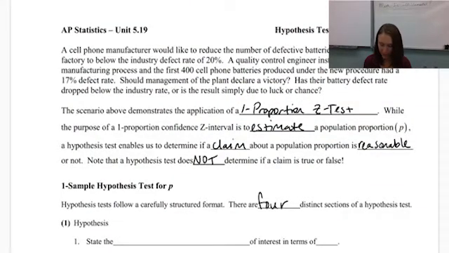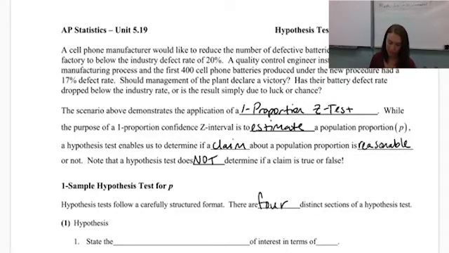A cell phone manufacturer would like to reduce the number of defective batteries produced at their factory to below the industry defect rate of 20%. A quality control engineer institutes changes in the manufacturing process, and the first 400 cell phone batteries produced under the new procedure had a 17% defect rate. Should management of the plant declare a victory? Has their battery defect rate dropped below the industry rate, or is the result simply due to luck or chance?